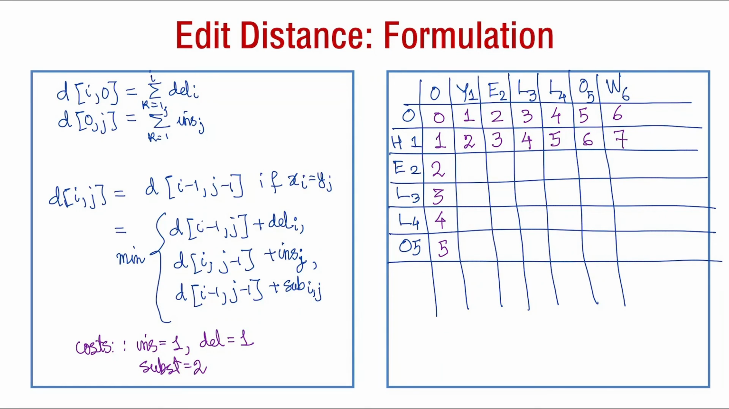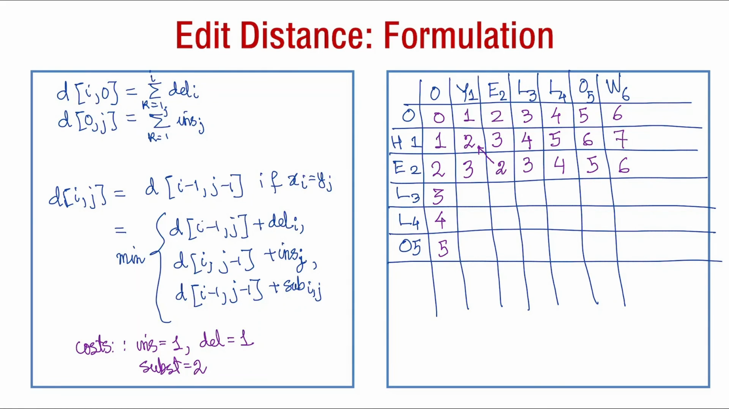Then again, E does not match with this, so this will be 3. On the other hand, this E matches with column 2 E, so this will come from this, and since there is a match, and in a match there is no cost, this will become 2. Once this becomes 2, you can see this will become 3, this will become 4, this will become 5 and 6.